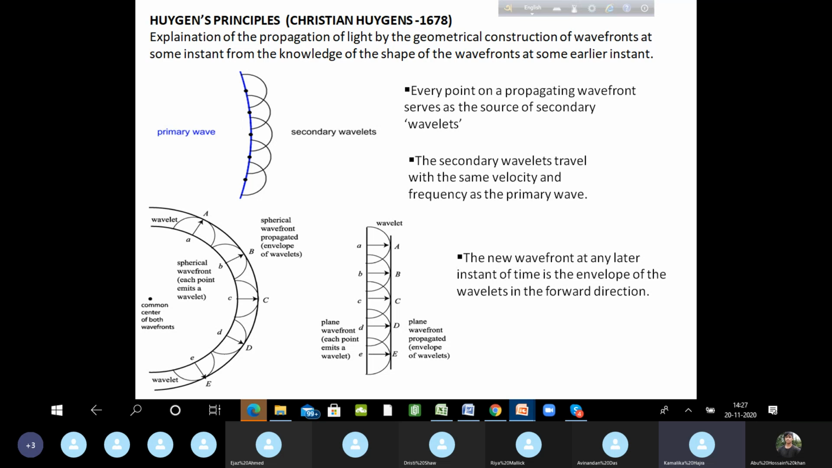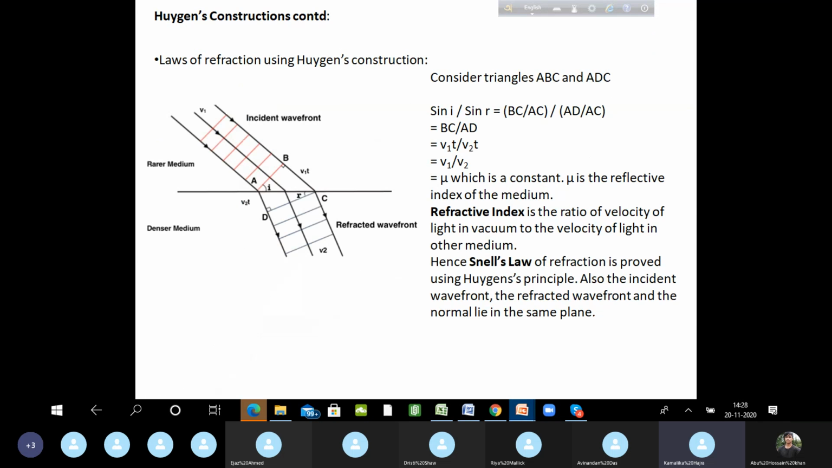Of course, Huygens did not say anything about the other portion, like if wavelets are generated in the forward direction, there should also be wavelets generated in the backward direction. He didn't say anything about that, and that is a flaw in his theory. But then Young uses only the forward direction, and he could explain the observations. Using Huygens construction, you can prove the law of reflection, as has been explained here.